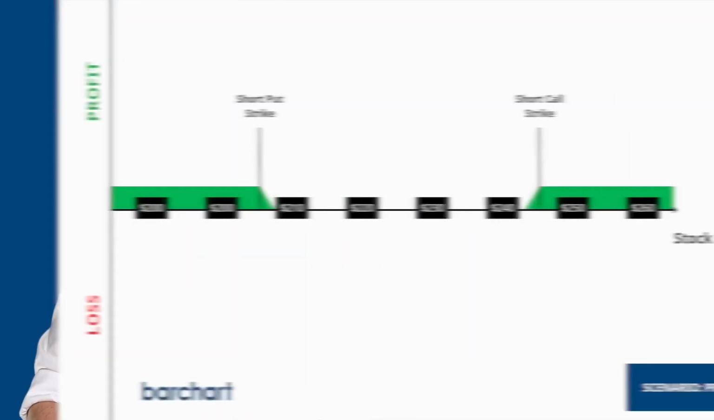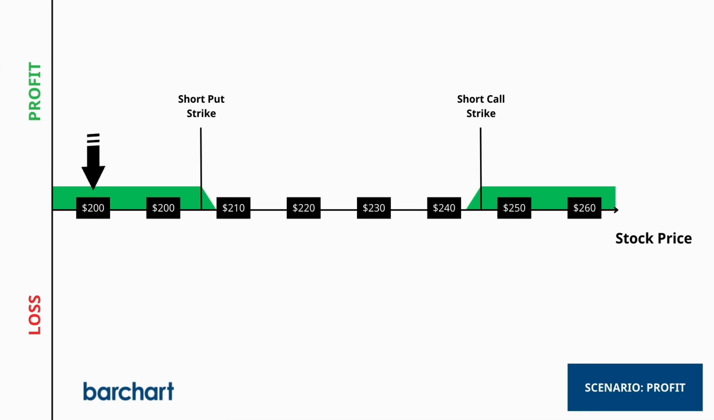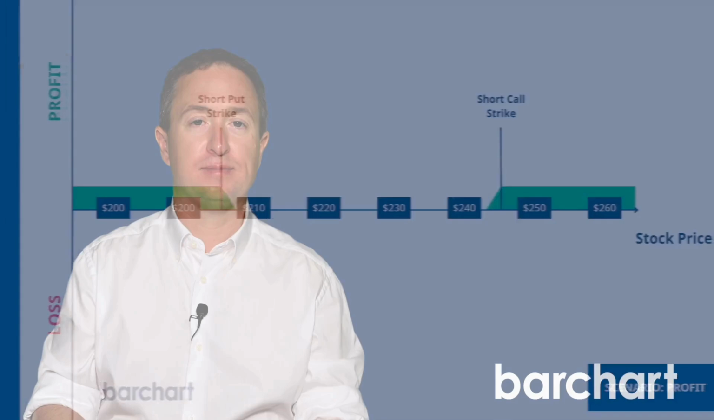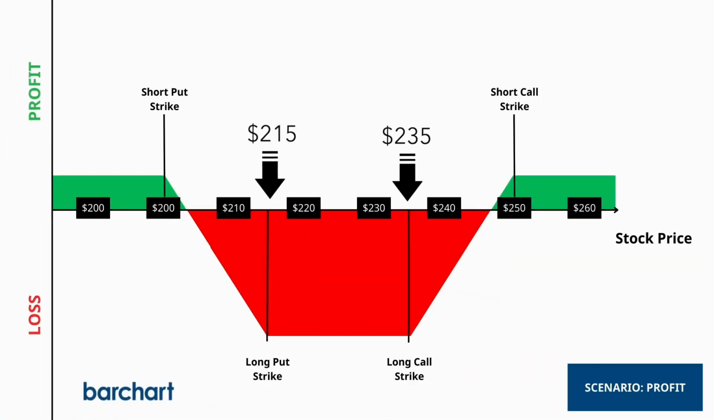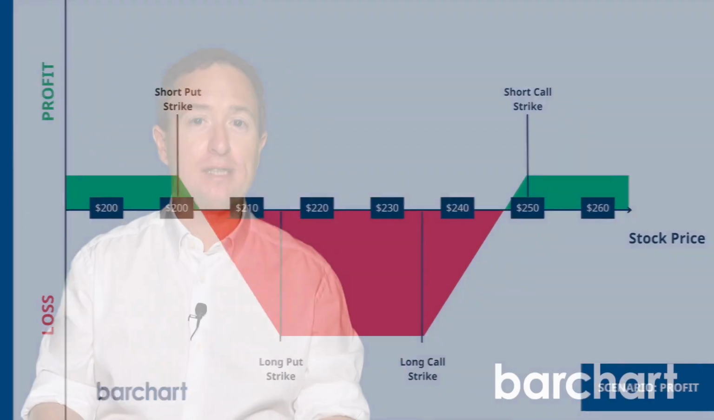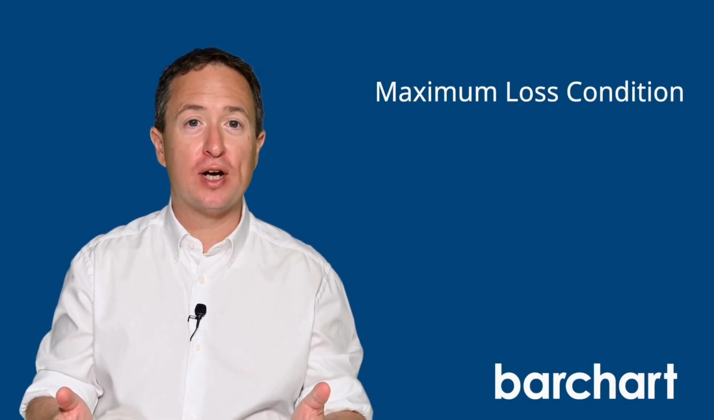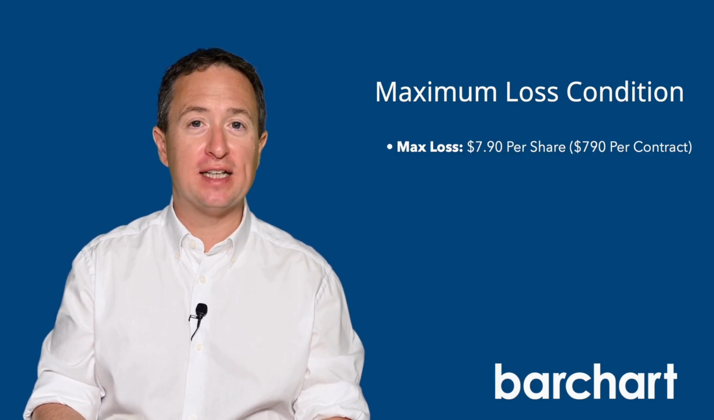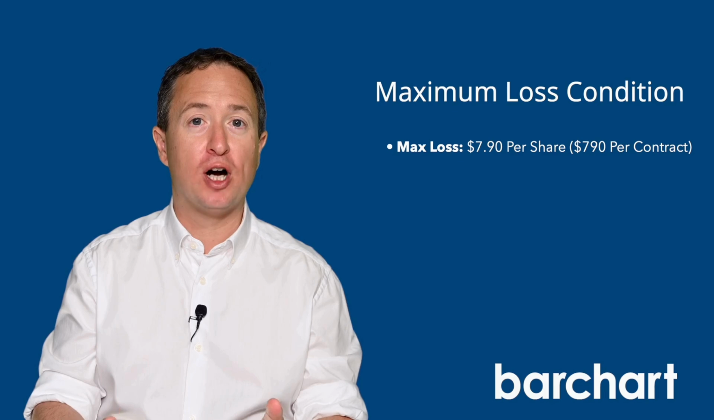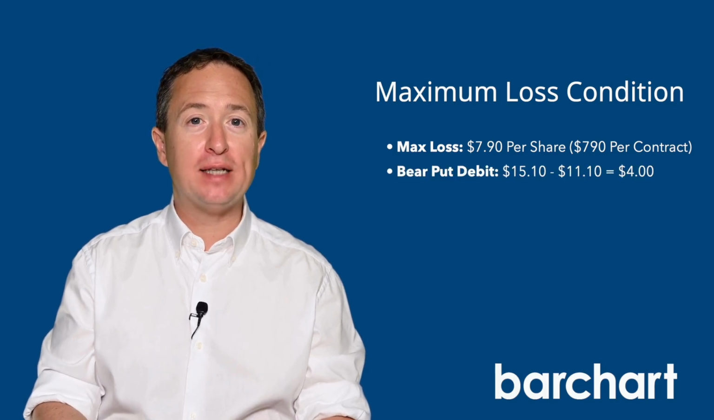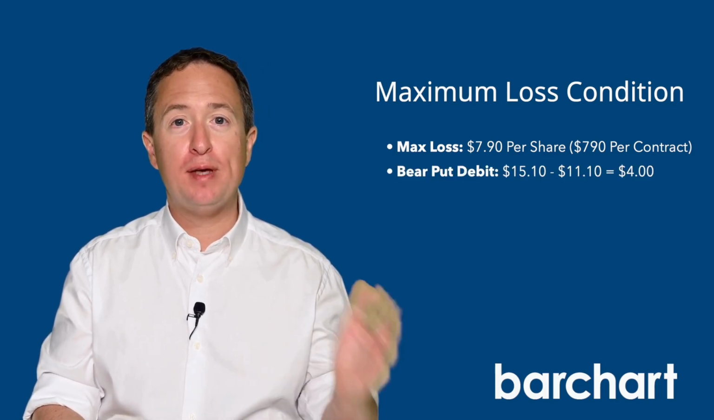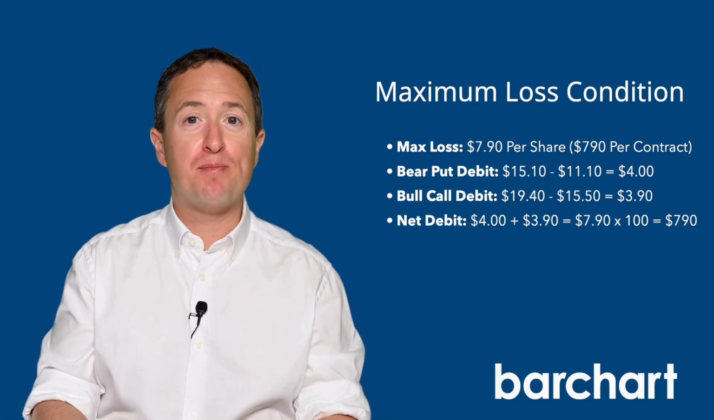Alternatively, Tesla's stock price could tank, let's say, to $200 by expiration, and you'll get the same profit. However, if Tesla's price stays between $215 and $235, the trade ends in the maximum loss condition. The maximum loss is the net debit at the start of the trade, which was $7.90 a share, or $790 per contract. And it's calculated by taking the differences between the premium paid and received for the bear put and bull call.